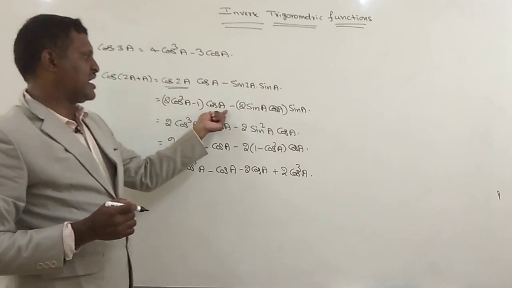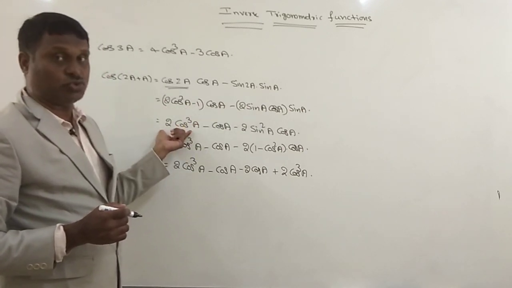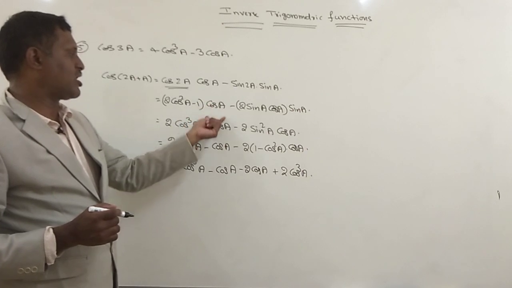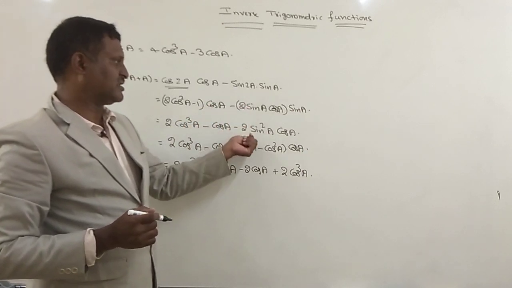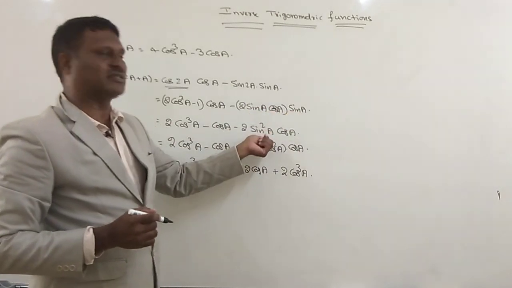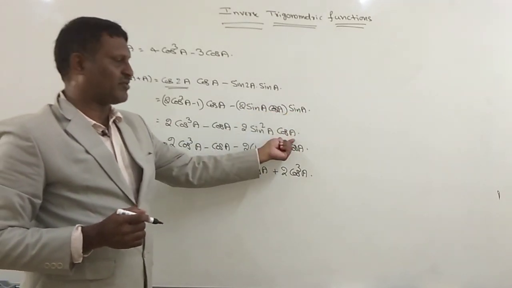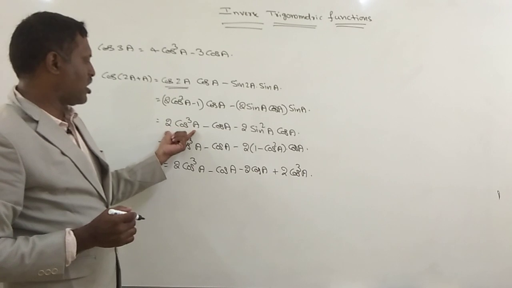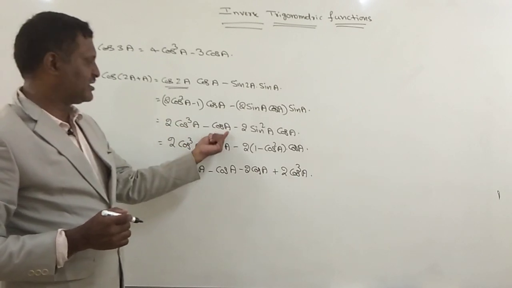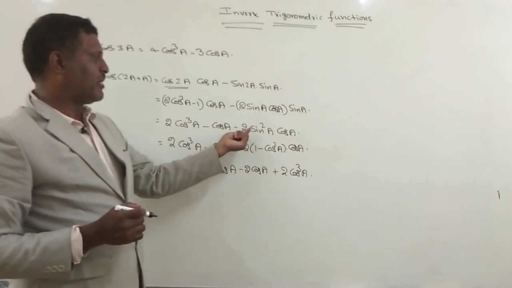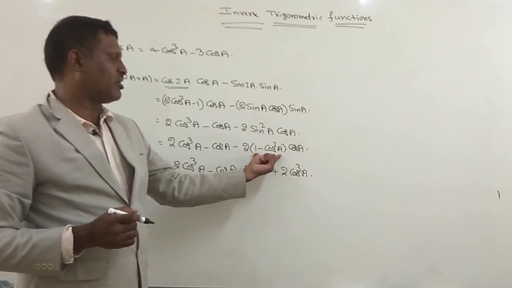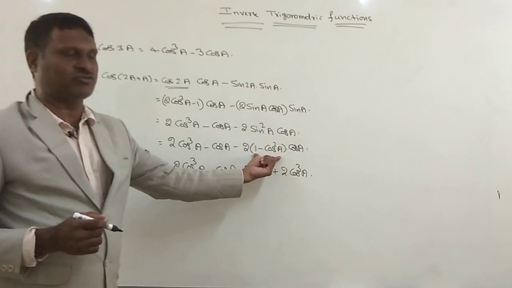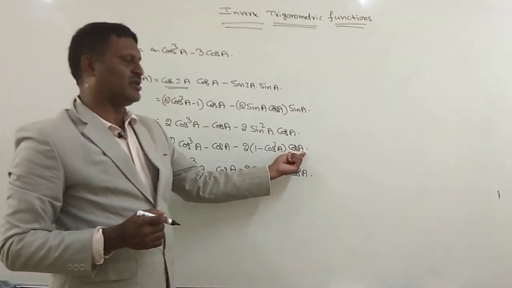2 cos square a into cos a, 2 cos cube a. Minus 1 into cos a minus cos a. Minus 2, write down as it is. Sin a we can write sin square a. Cos a write down as it is. Again 2 cos cube a as it is, minus cos a as it is, minus 2 I have written as it is. Sin square a in terms of cos we can write 1 minus cos square a. Again cos a I have written as it is.